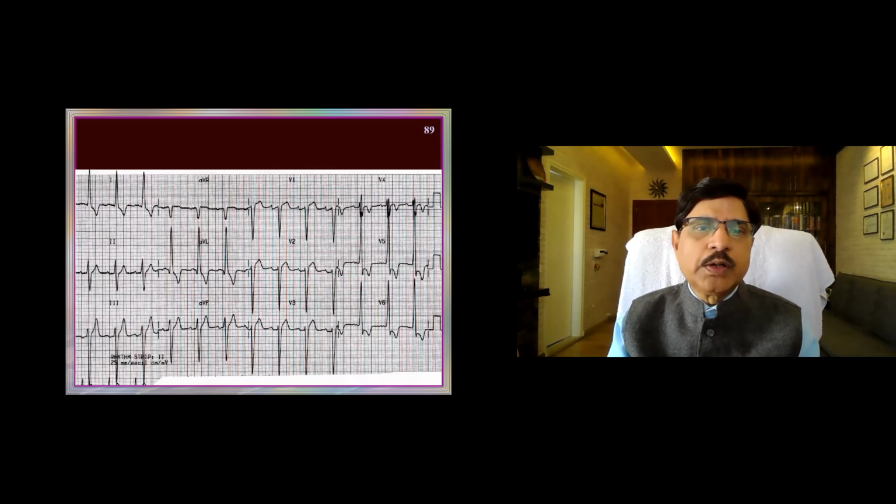Now, look at this ECG. Whenever you look at the ECG, first thing is, are the RR intervals constant? Yes, they appear very constant. Then I can say about the rate. What is the heart rate?